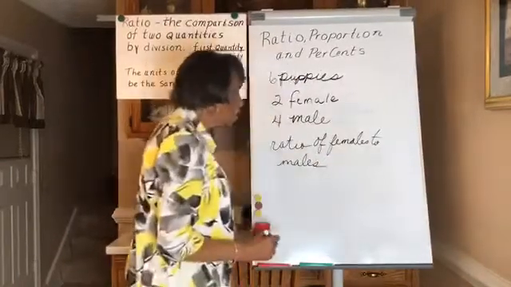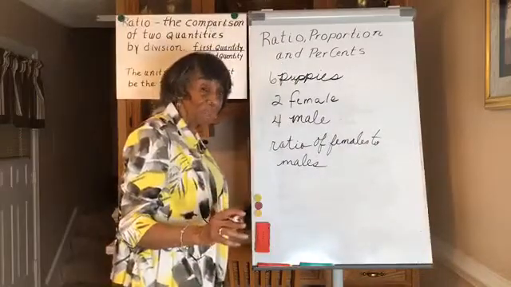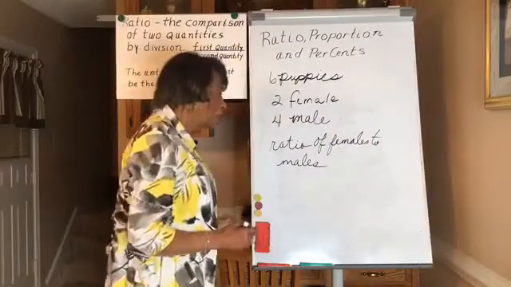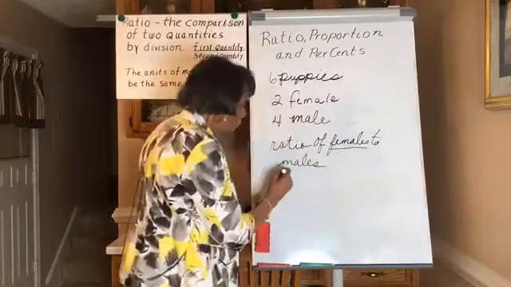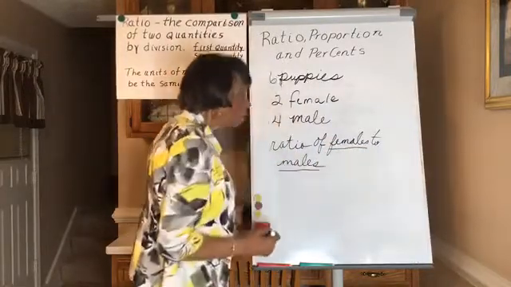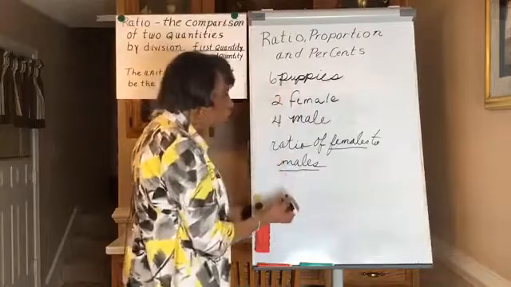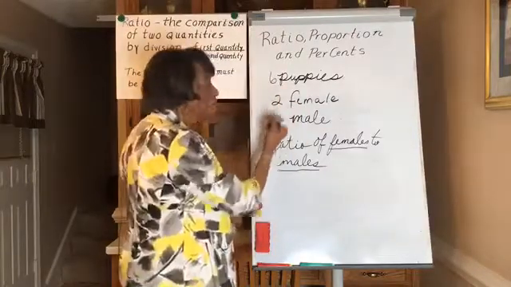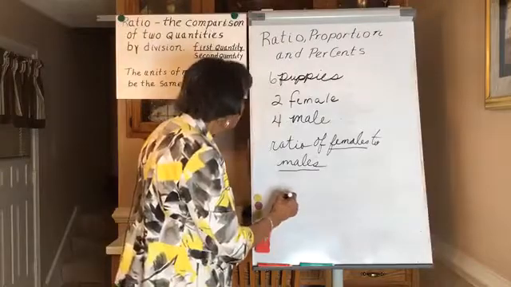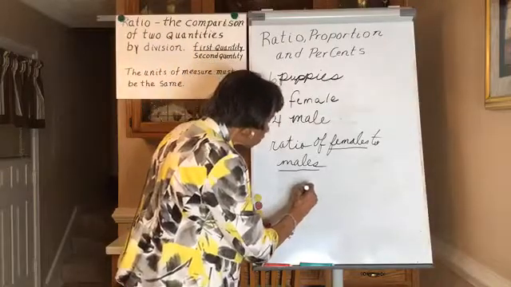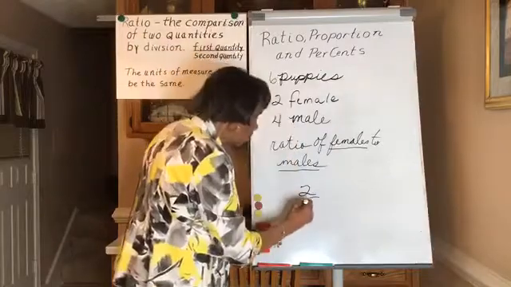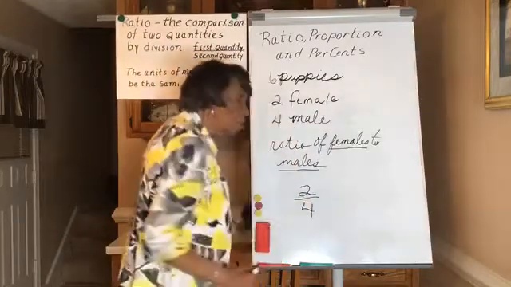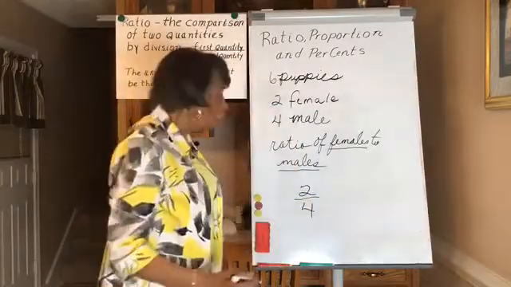All right, because that tells me how to write my ratio. The first thing mentioned is females, and the second is the male, so it's going to be females over males. How many female puppies do I have? I have 2. How many male puppies do I have? I have 4. So the ratio is 2 over 4.